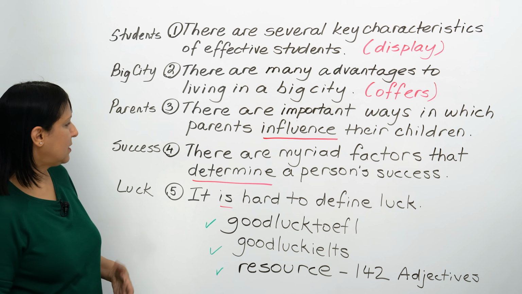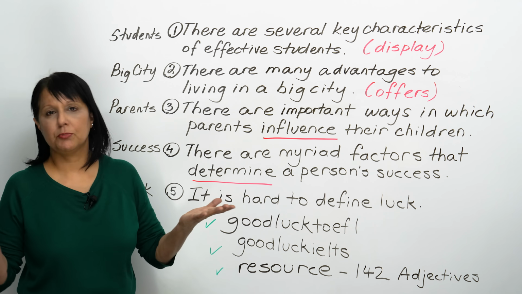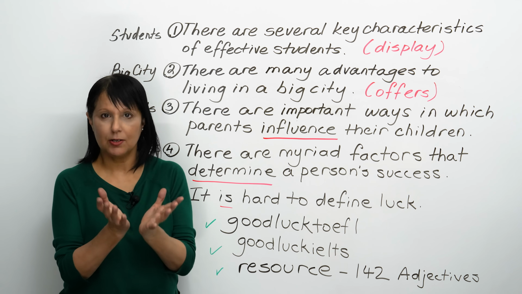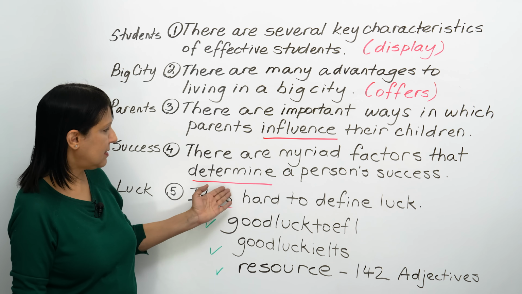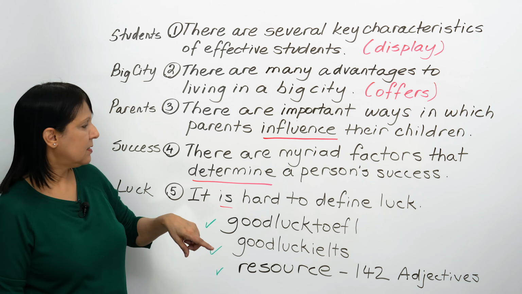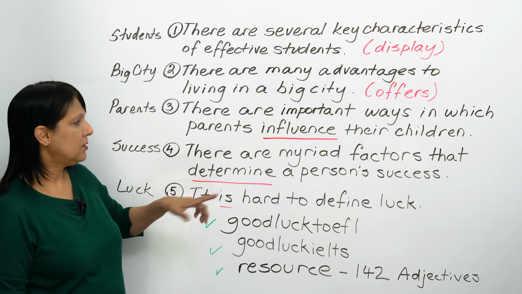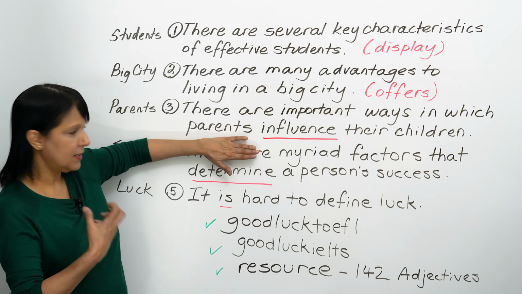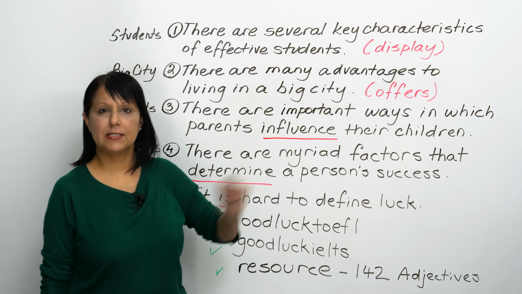The next one. This one is about success. What determines a person's success? What makes a person successful in life? That was probably the essay question. So this student wrote, there are myriad factors that determine a person's success. So let's solve this one by using this verb, okay? So here we can just take this out, right? Start with the subject, and we could say myriad factors determine a person's success.